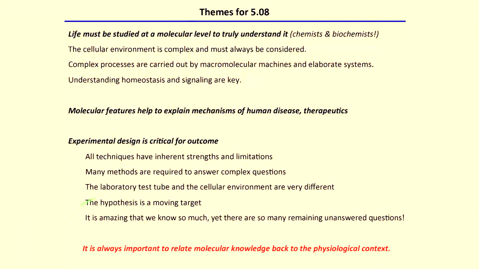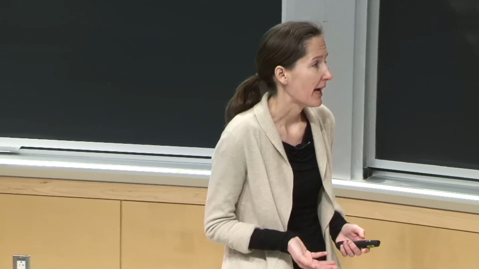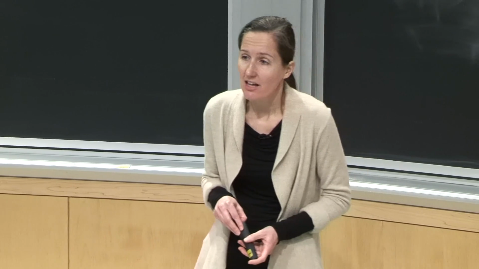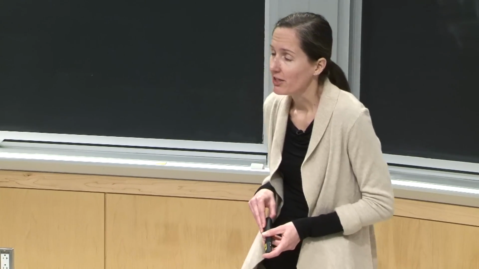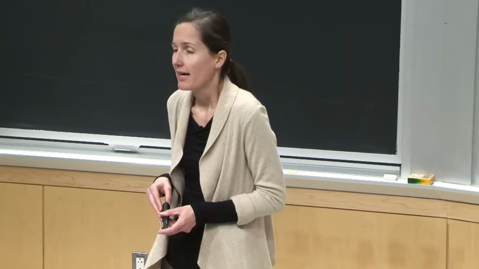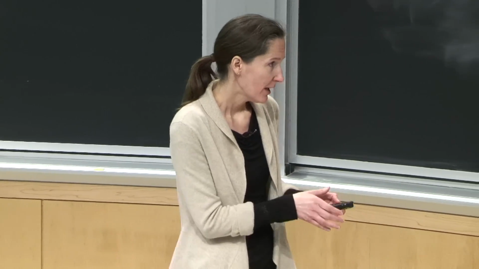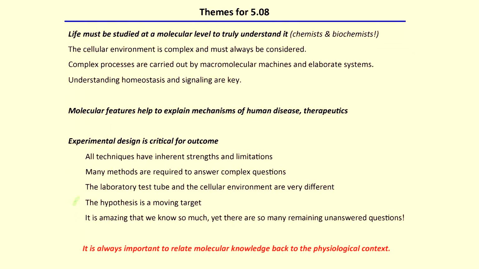As I alluded to before, something we have to keep in mind when doing biochemistry in the lab is that the test tube is very different from the cell. These environments are vastly different, and so we always need to think about how to relate data back to a cellular or physiological context, right? If you measure a dissociation constant of 1 micromolar, what does that mean in a cell, versus 1 picomolar, for instance? Another point to make is that the hypothesis is a moving target, right?